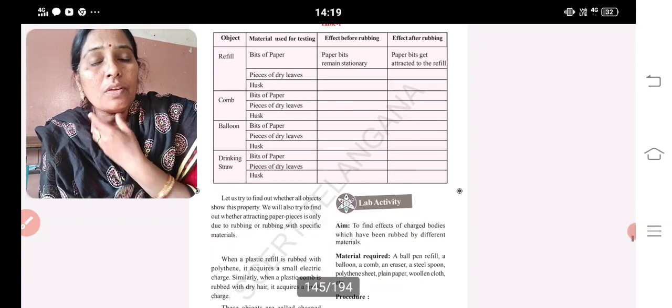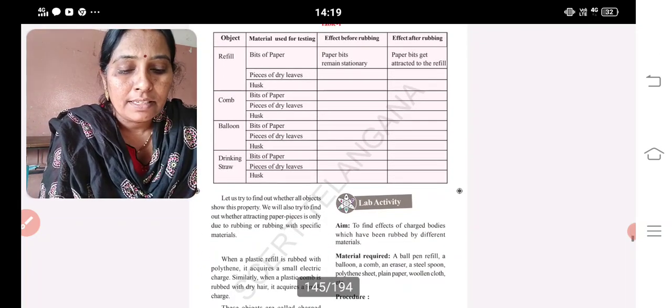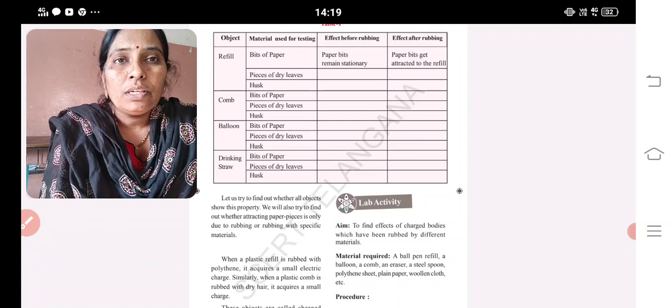Next, we discussed static electricity. Without a wire we can generate electricity, that is nothing but static electricity. Charges develop and it attracts.